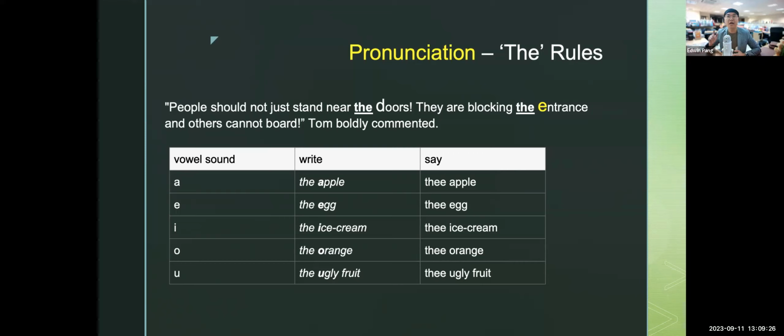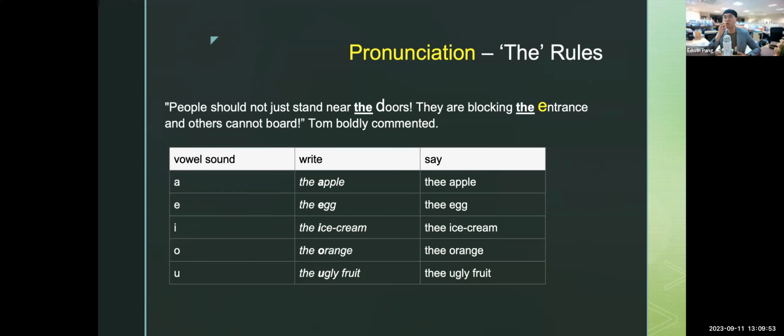Not "thuh egg", but "thee egg". Not "thuh ice cream", but "thee ice cream". Not "thuh orange", but "thee orange". And not "thuh ugly fruit", but "thee ugly fruit". Can you see A-E-I-O-U in the vowel sounds, everybody? Yeah, so whenever you see the vowel sound after T-H-E, the T-H-E must sound like "thee". But when the word is not a vowel sound, it sounds like "thuh". So the plastic bag, the apple.